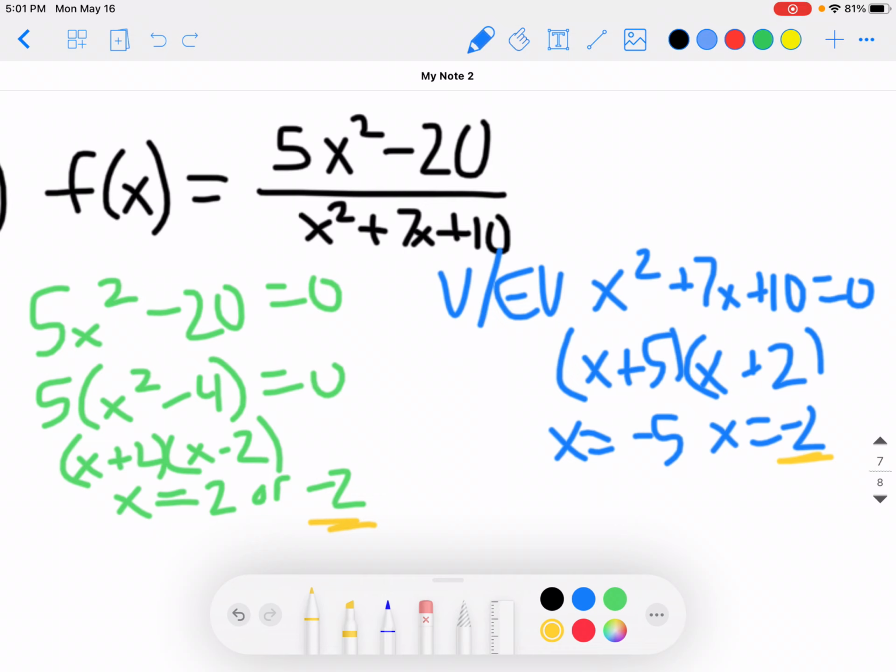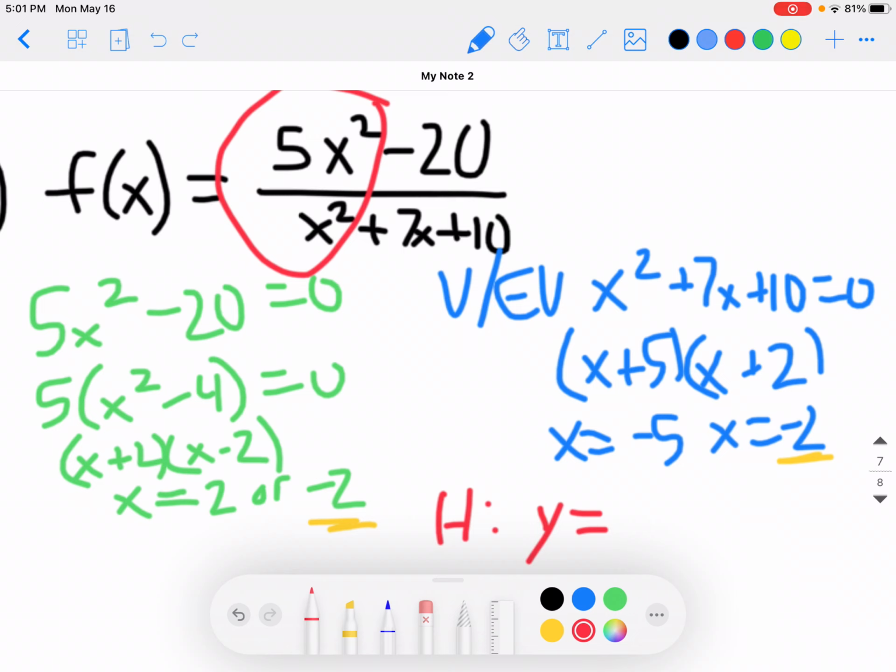Right now, we're focusing on just finding these things. All right, and then finally, let's talk about my horizontal asymptote. So again, I'm going to analyze this. Now the horizontal asymptote, it's always going to be a y equals something. Well, actually 2/3 of the time, it'll be a y equals something.